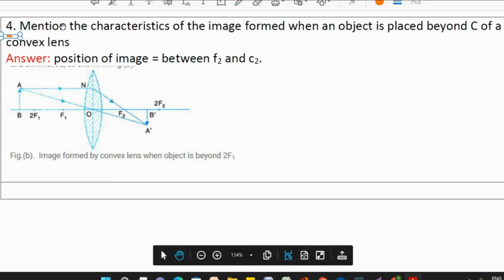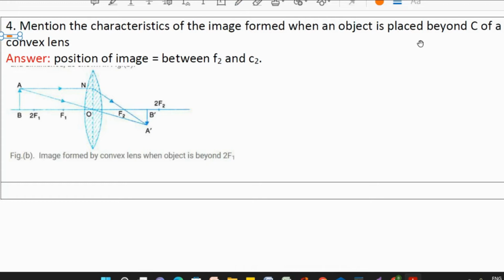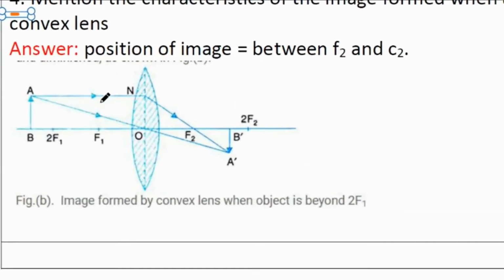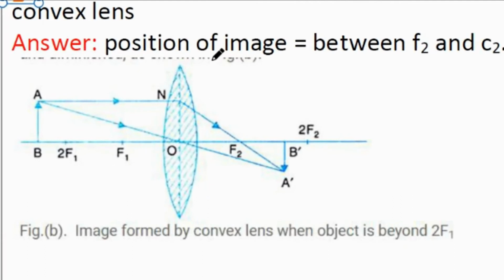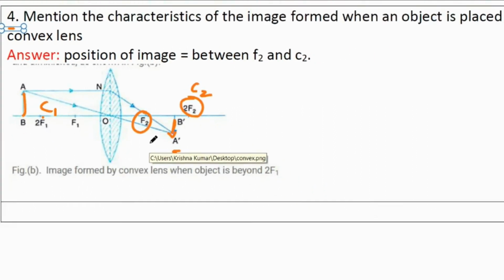Moving on to the fourth question. Mention the characteristics of the image formed when an object is placed beyond C of a convex lens. So this is the image, students. The position of the image will be formed between F2 and C2. 2F2 and C2 are one and the same. So when an object is placed beyond C or C1, the image will be formed between F2 and C2. The image is inverted.